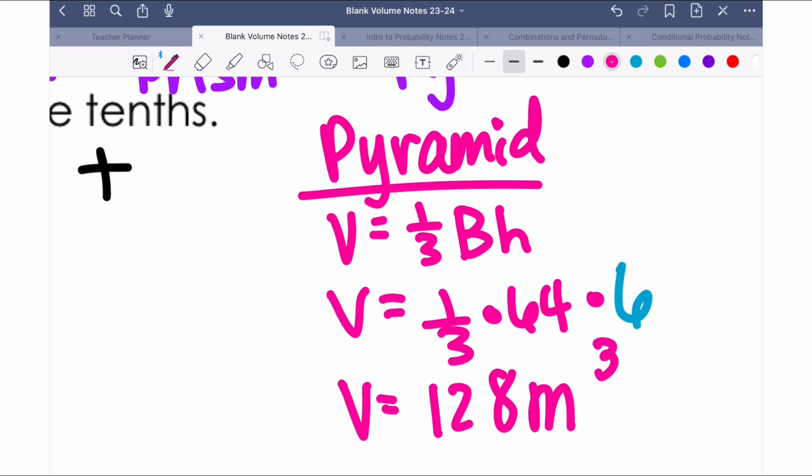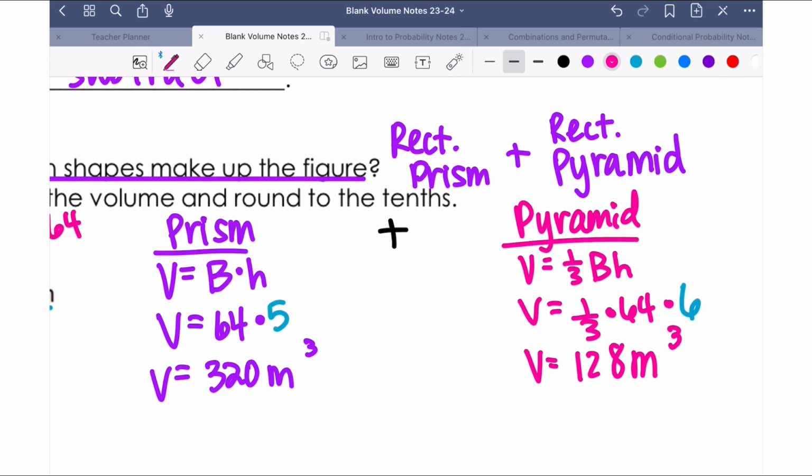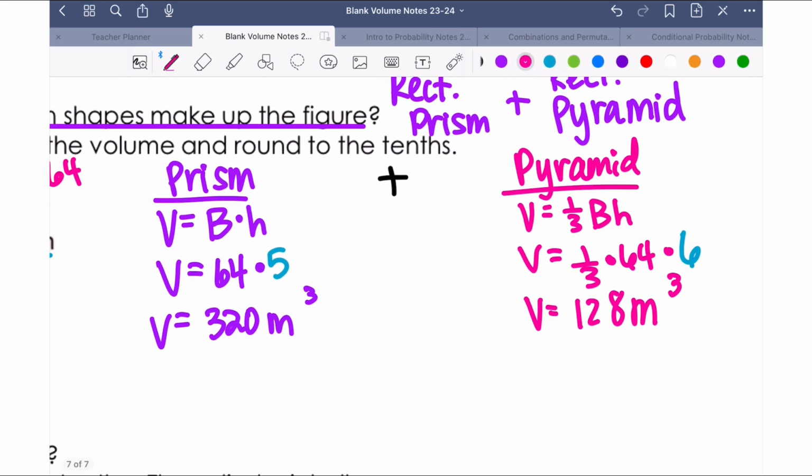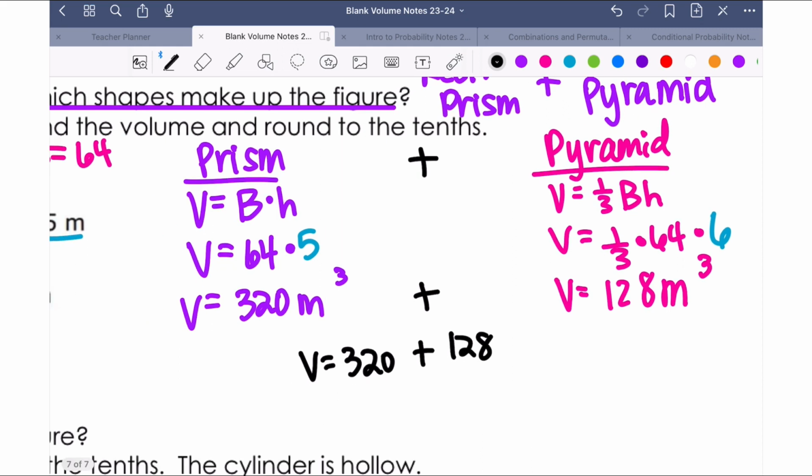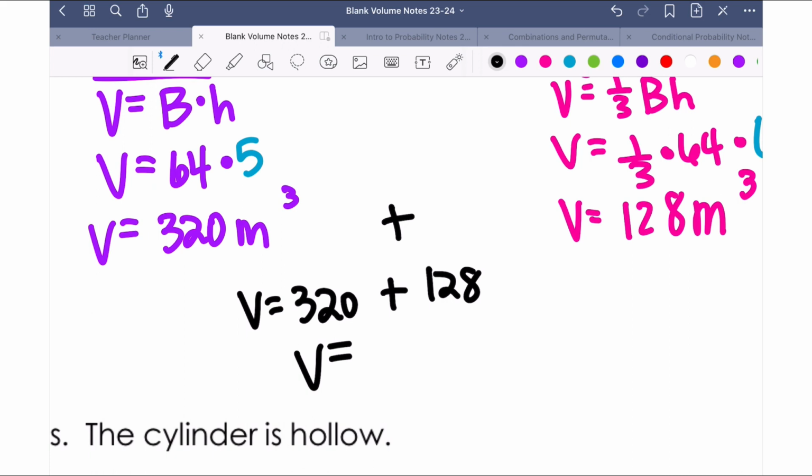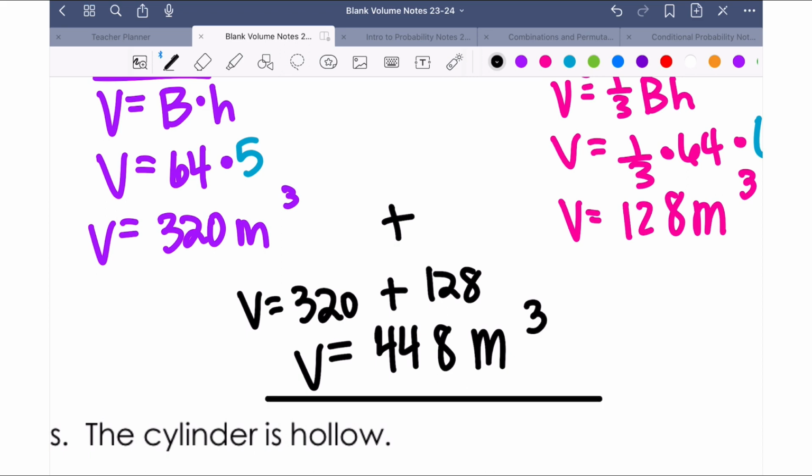So do y'all see how we calculated each one separately? That's all you have to do, but you have to know what the shapes are first. And so now that we have them, now we just have to add. So volume is equal to 320 plus 128. And that is equal to 448 meters cubed as our final answer. Okay.